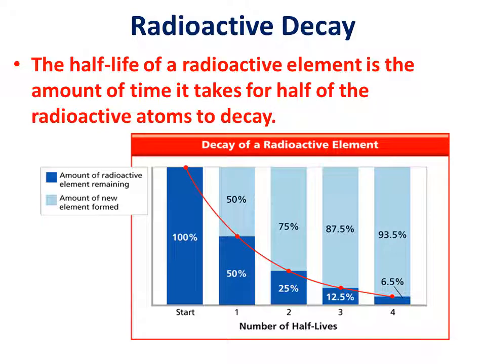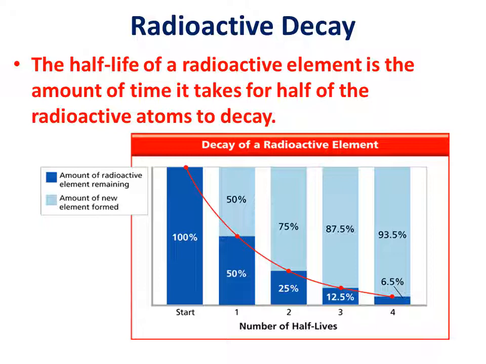The half-life. The half-life of a radioactive element is the amount of time it takes for half of the radioactive atoms to decay. Here you can see the decay of a radioactive element, where the dark blue color represents the amount of radioactive element remaining and the light color represents the amount of new element formed.